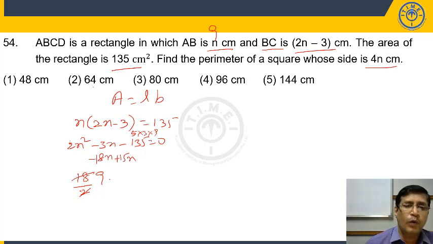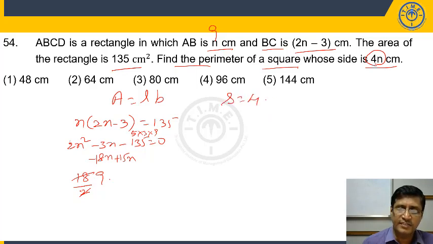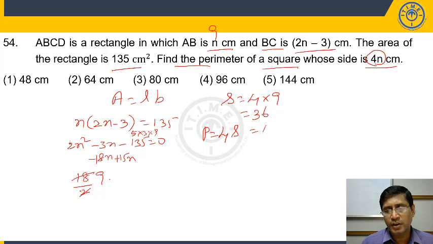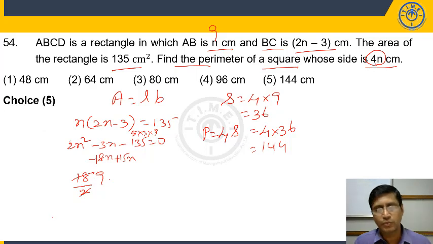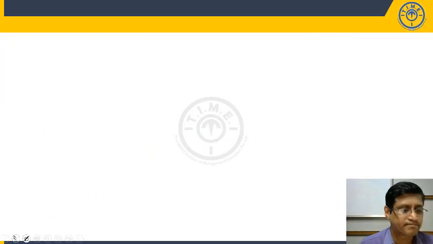Okay. Now, what to find here? Find the perimeter of a square whose side is 4n. Side is equal to 4n, and n is equal to 9. So 9 into 4, 36. Perimeter we need to find. Perimeter is equal to 4s. 4 into 36. The value is 144. Right option, choice 5.